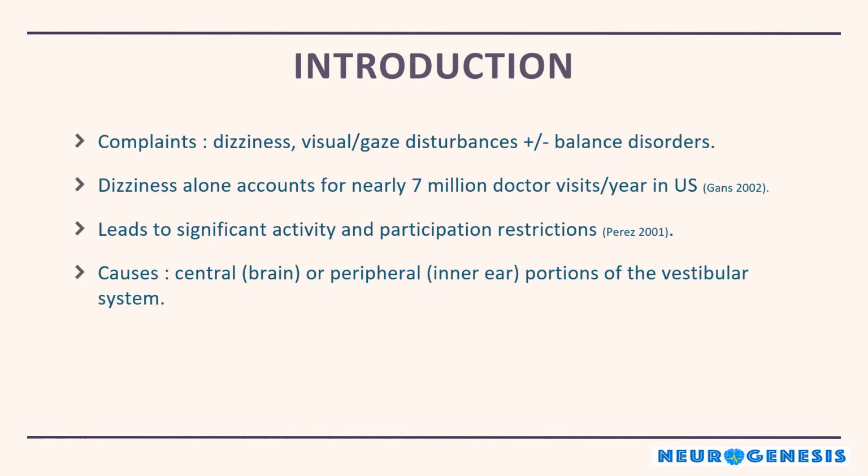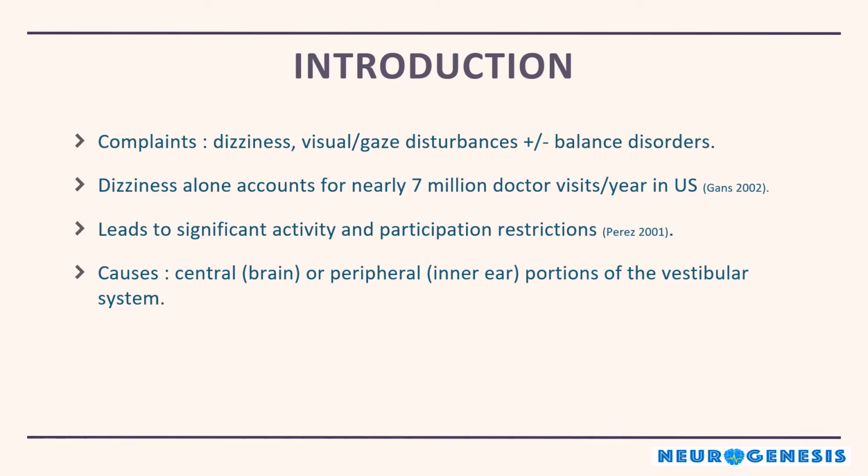Okay, so you already know dizziness, visual or gaze disturbances are the main problems, and then there's gait and balance disturbances. Dizziness alone leads to about 7 million doctor visits in the US per year. It leads to significant activity and participation restriction. Basically, sometimes a patient with BPPV cannot go to work, cannot get up and do his own care, cannot manage the house. He cannot drive a car, right?